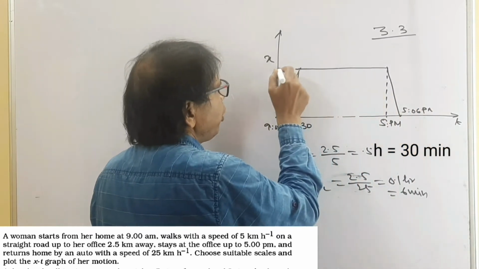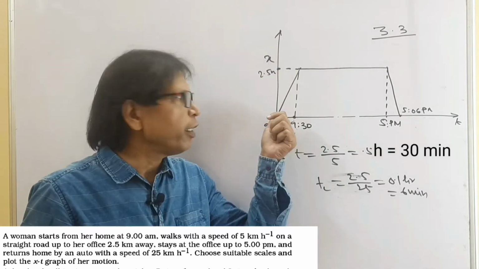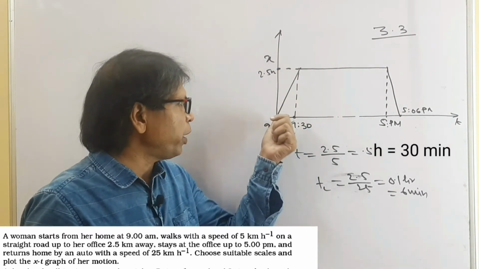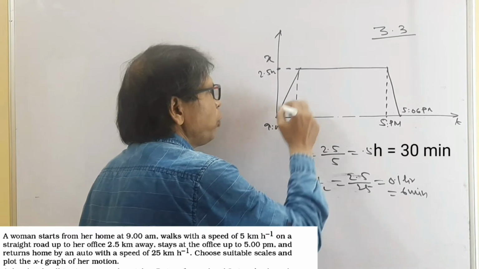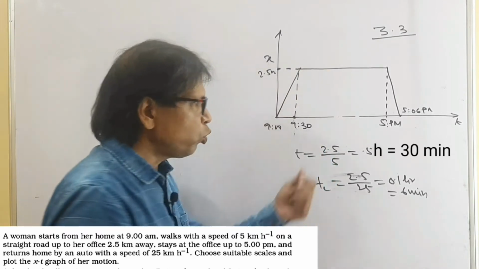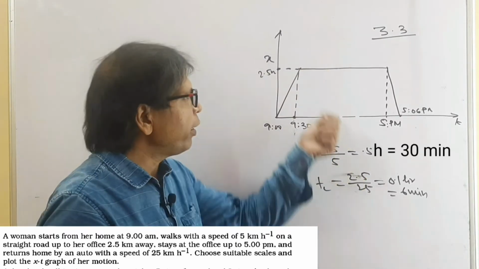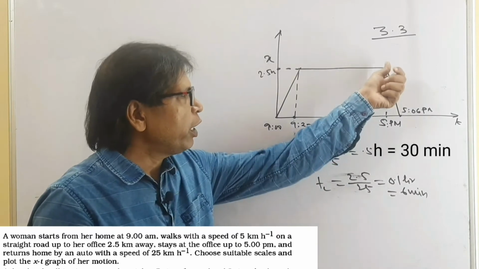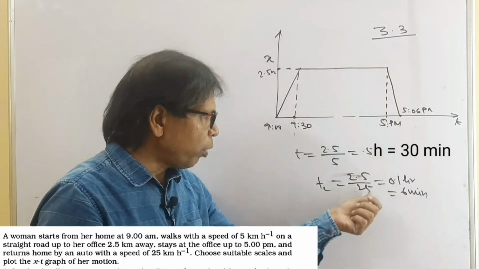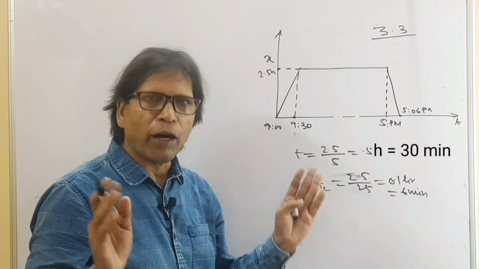And this is the 2.5 kilometer. The displacement-time graph for the woman: this is uniform motion of 5 km per hour, then stationary, then uniform motion of 25 km per hour.